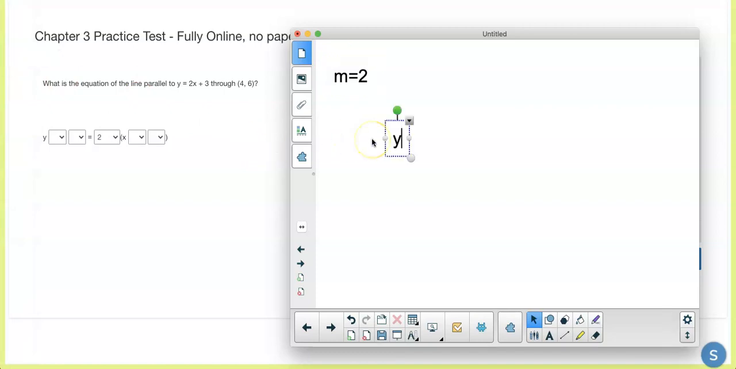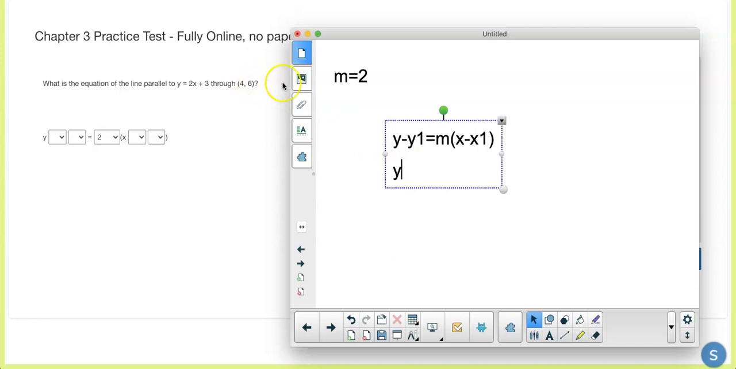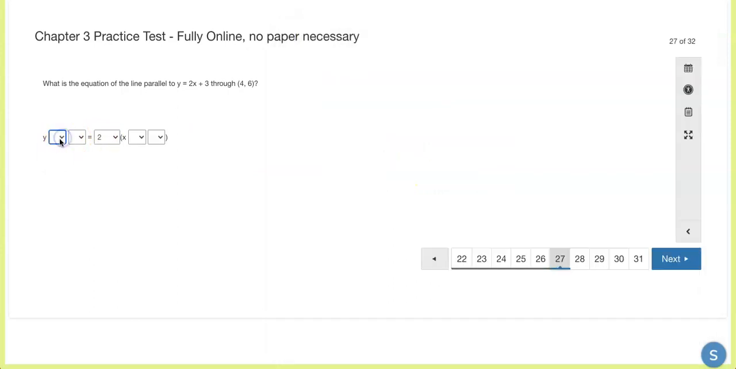Okay, then I'm doing this form again. Okay, and here's the point that I need. So the y coordinate is 6, so y minus 6 is equal to 2 times x minus, the x coordinate is 4. And that's what I'm going to type in over here. So y minus 6 is equal to 2 times x minus 4. This had to be 2, not -1/2, because it said parallel. If it would have said perpendicular, I would have had to do that.